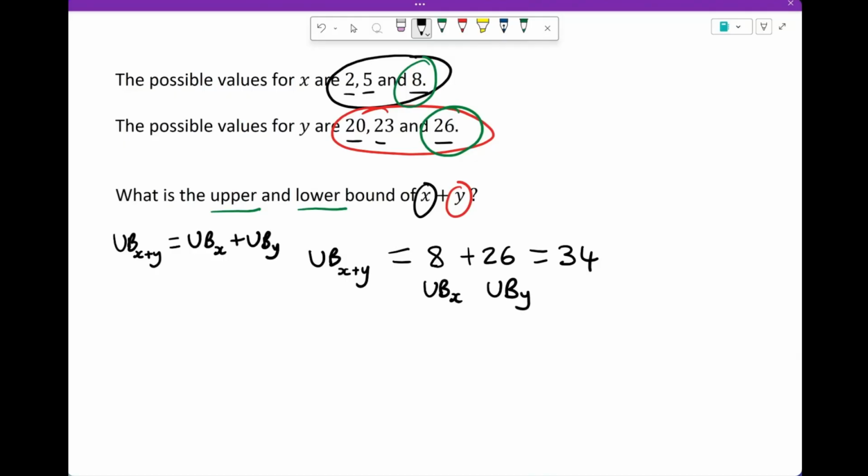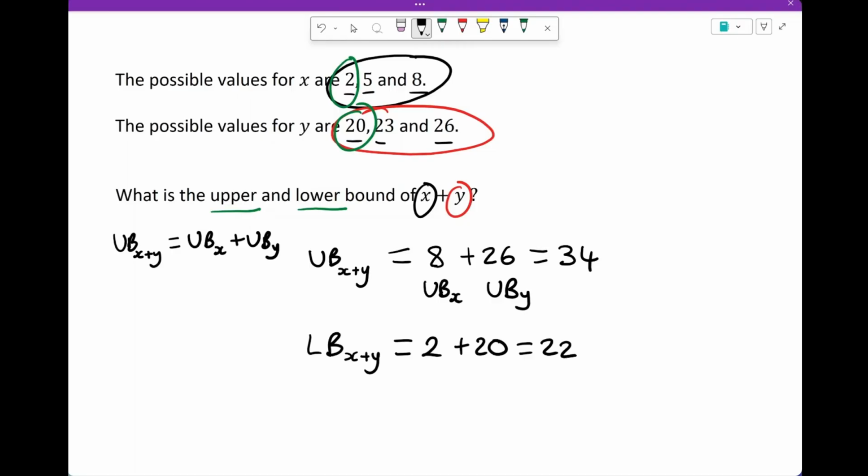Now let's consider our lower bound instead. So let's just think, how am I going to make my addition calculation as small as possible? Well, I'd want the two numbers being added together to be as small as possible. So what's the smallest value for x? Well, that's 2, so I'm going to write that in. And what's the smallest value for y? Well, that's 20, so I'm going to add that one. So our final answer would be 22.